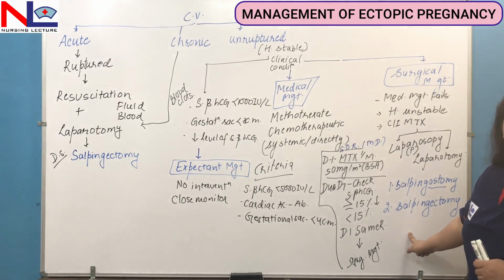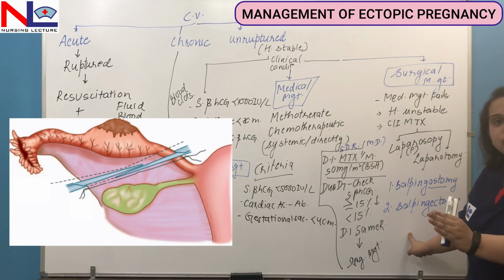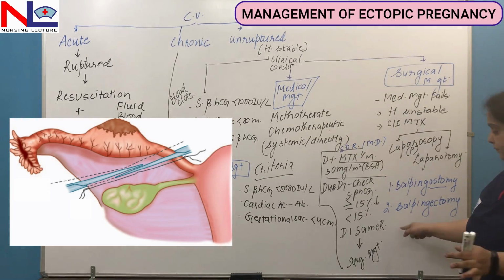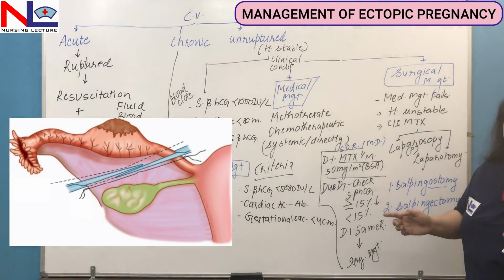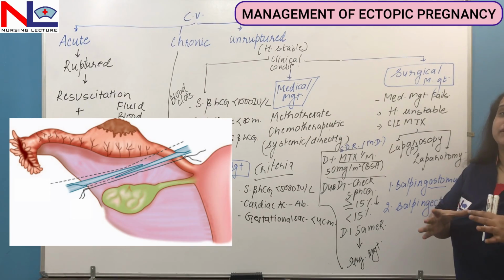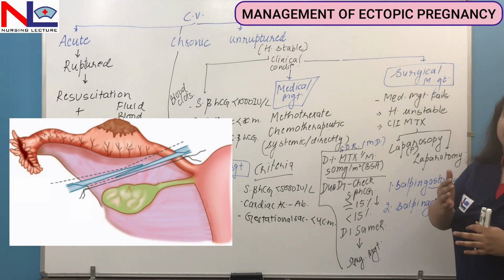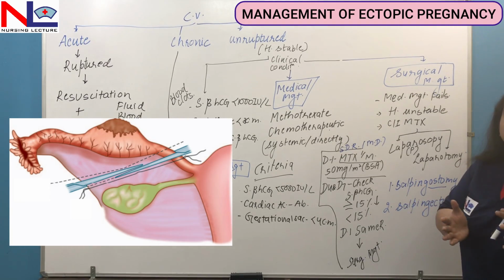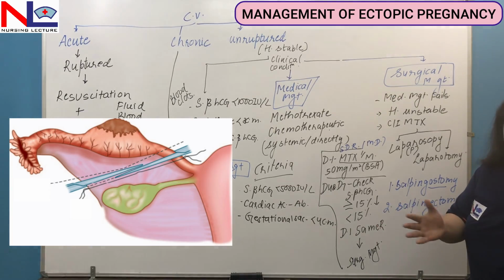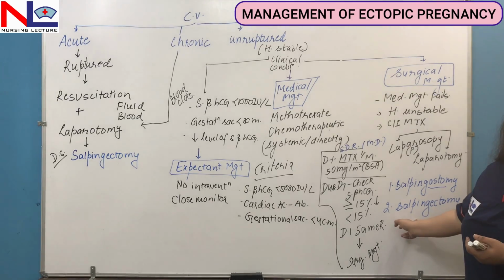And the other surgery of choice is salpingectomy. It means simply excising the whole tube and removing it. This could be done when the tube is massively damaged, there is no need to preserve the tube anymore, and the woman also requires permanent sterilization. She doesn't want any future fertility. In these conditions, we can go with salpingectomy.